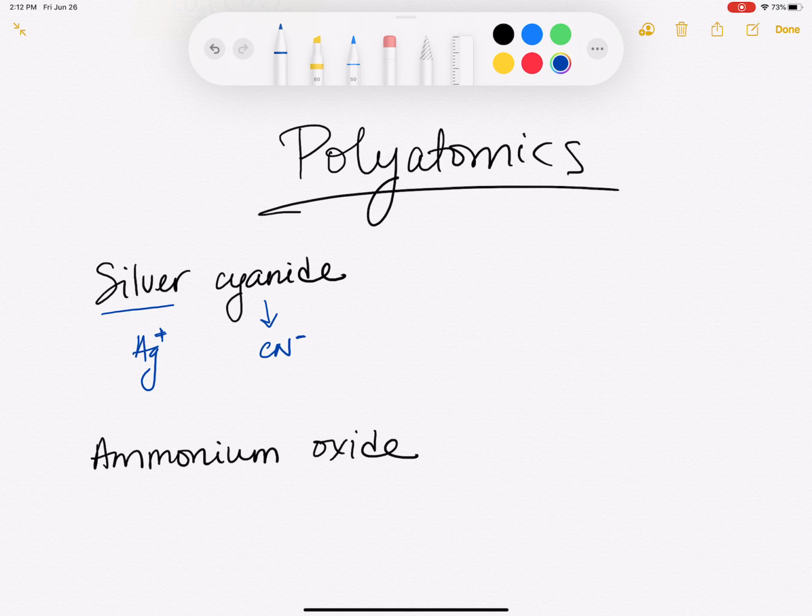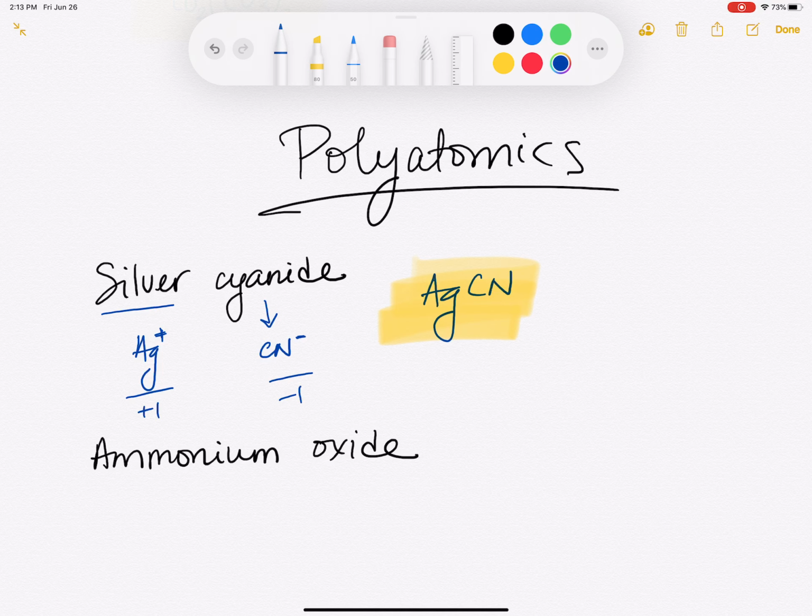I have a +1 and a -1. I have equal but opposite charges. And so I don't need to add any more silvers, and I don't need to add any more cyanides. So my final answer is AgCN, silver cyanide. And there's my compound.